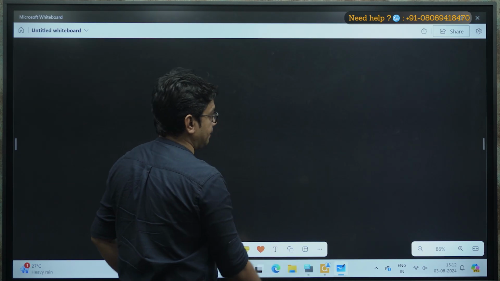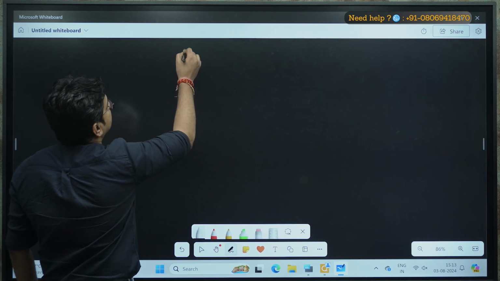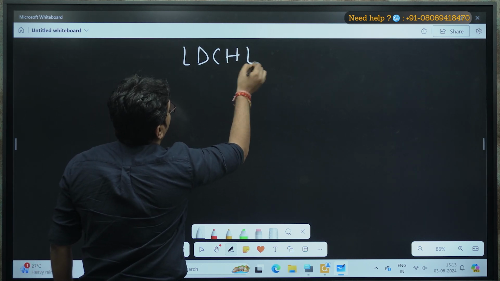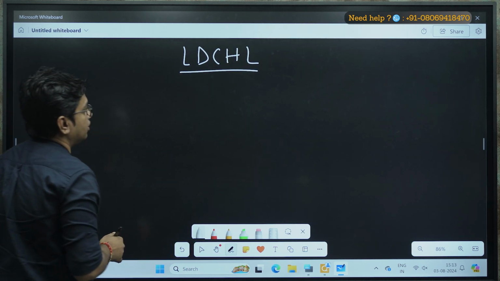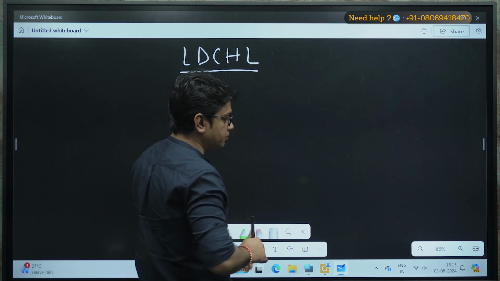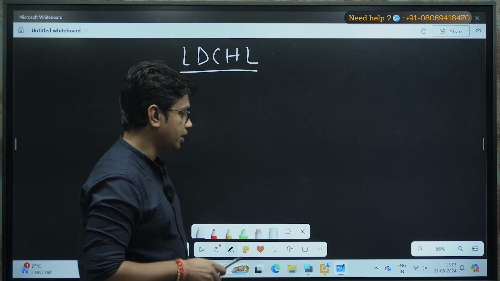So today we are going to learn about last day closing high and low, LDCHL. All right, so why is it important to learn about this concept? Because of the levels and the resistance and support marking.